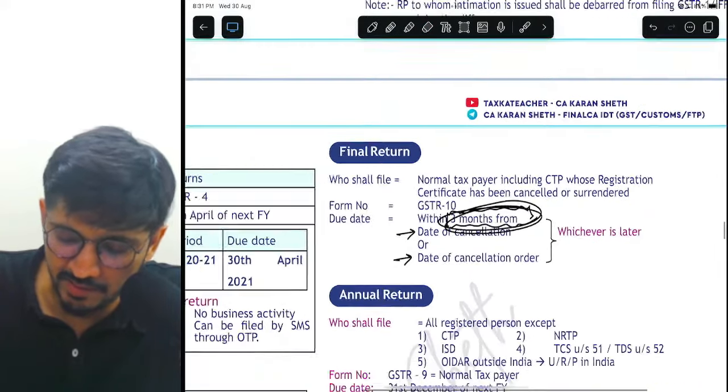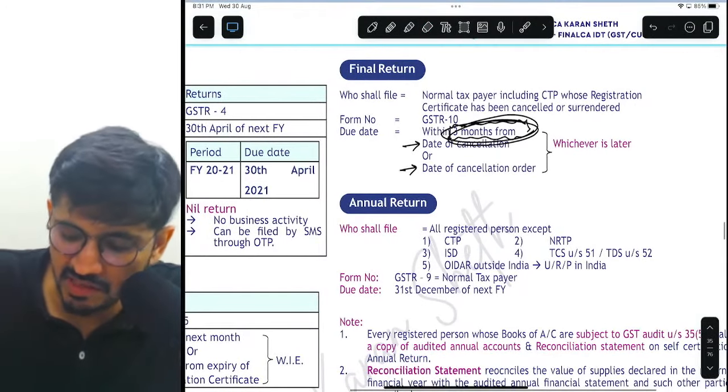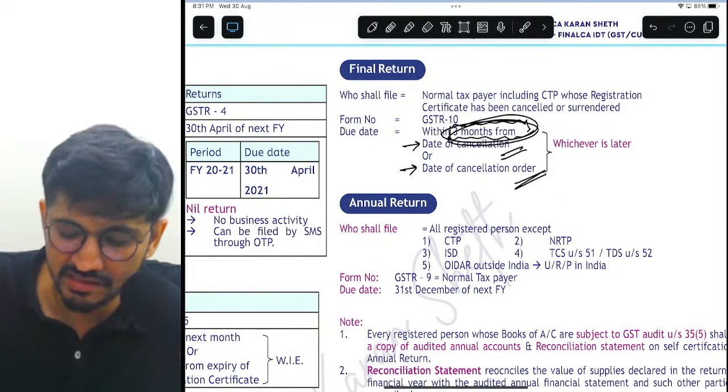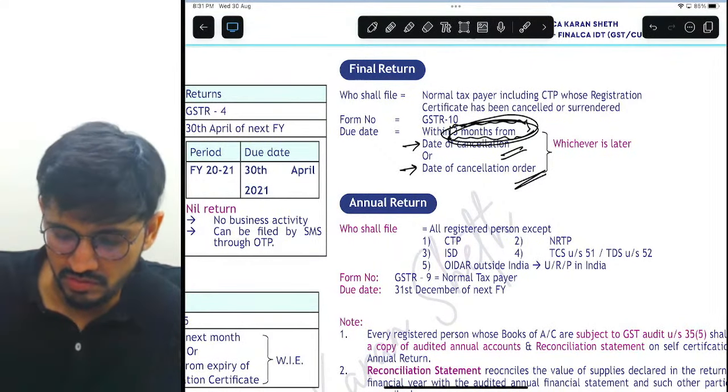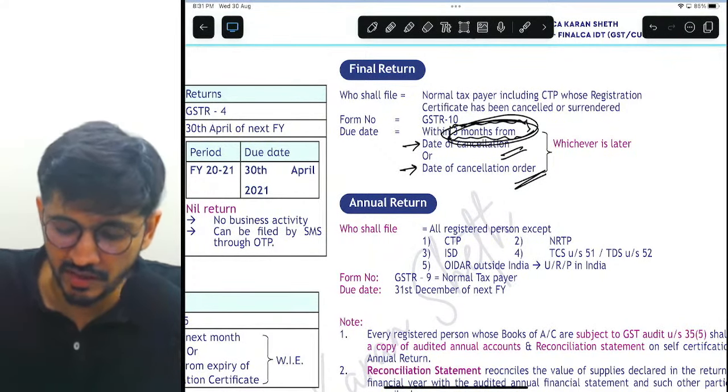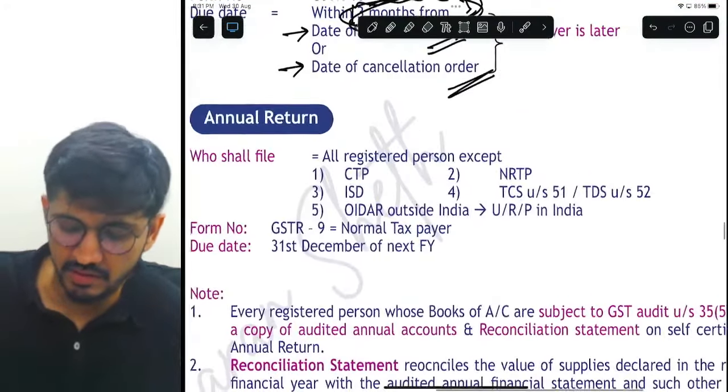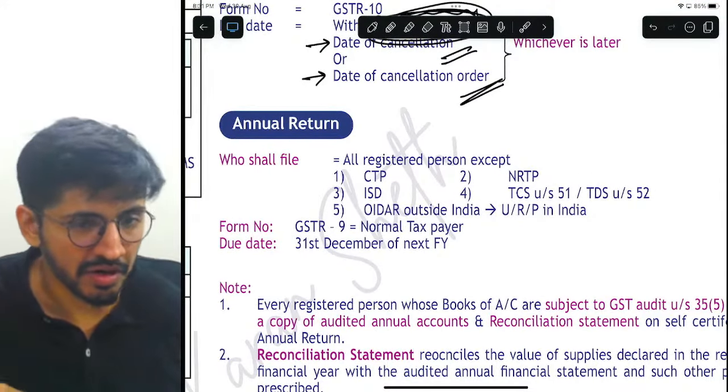3 months is important. Generally, people end up forgetting that. People just remember this cancellation order and cancellation. No, you have to calculate 3 months from there. Please remember that. Okay.